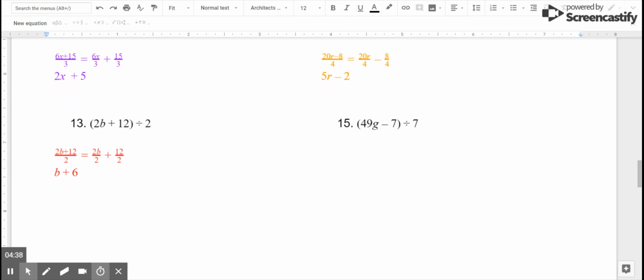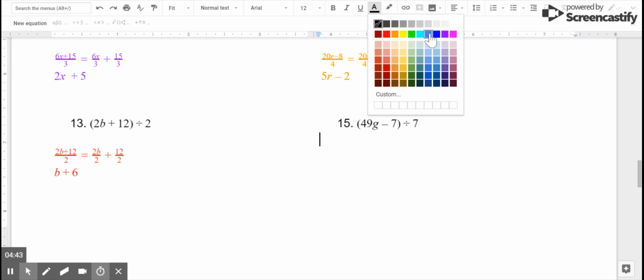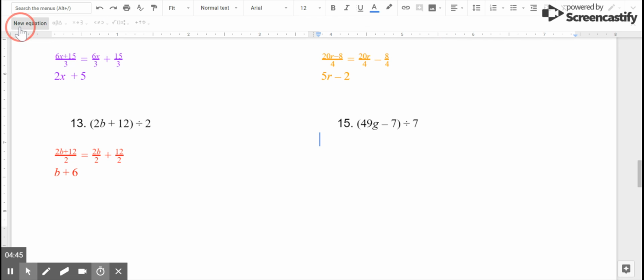Let's take a look at number 15. Number 15 says 49g minus 7 divided by 7. I want to think of this as one big fraction, 49g minus 7, and in the denominator, 7, because I'm taking that and splitting it into 7 equal groups. So really I'm thinking of two separate fractions, 49g over 7 minus 7 over 7. Now I just need to simplify these fractions separately.